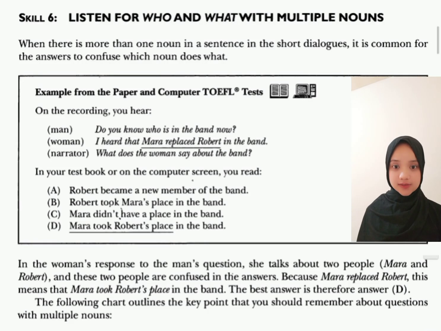And the next skill is skill 6. Listen for who and what with multiple nouns. For this skill, in dialogues with multiple nouns, it can be confusing to determine which noun is performing the action or what the action is referring to. This skill involves focusing on the relationship between the nouns to correctly interpret the dialogue and answer questions. And for this skill, I will give the example.